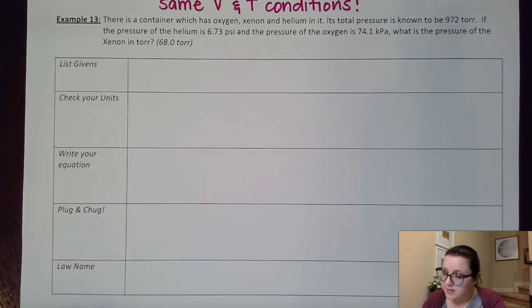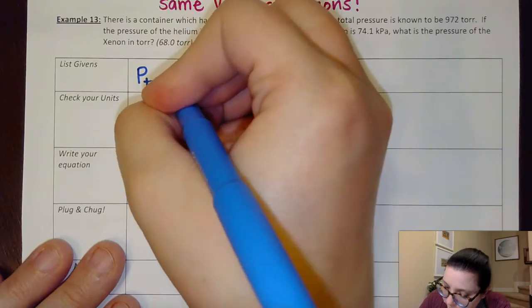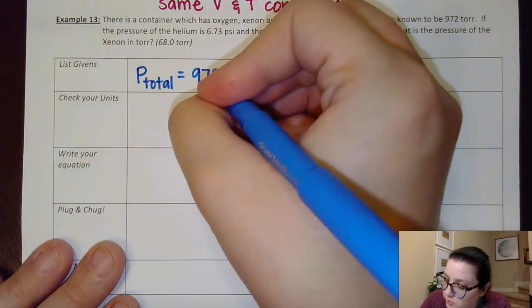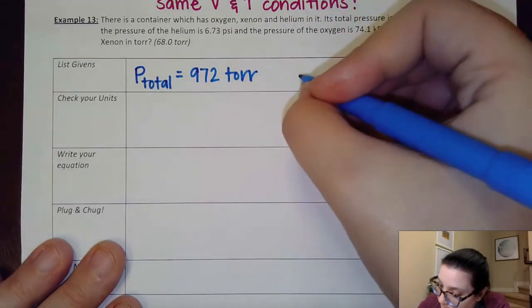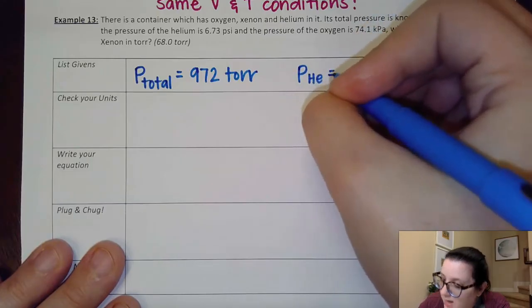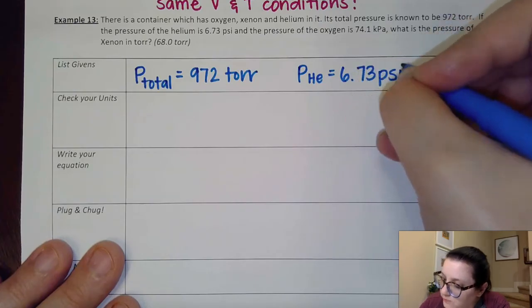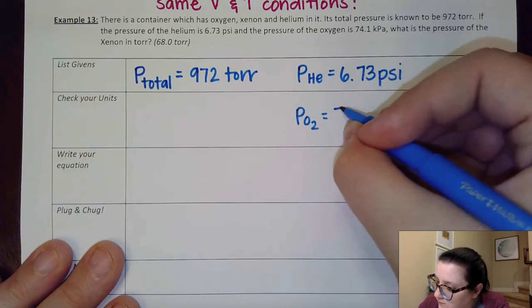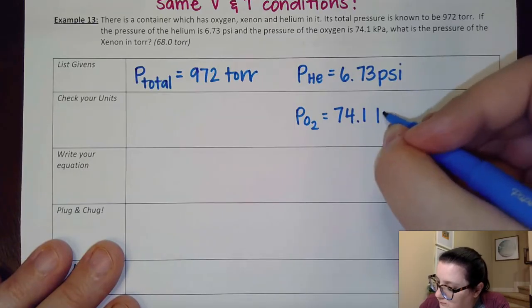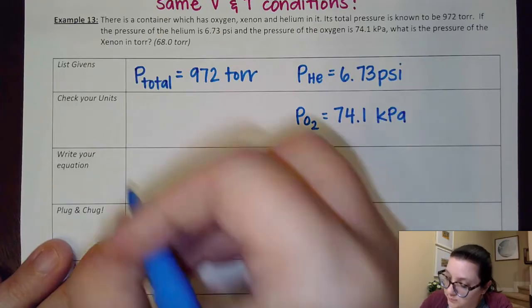It says here that we have a container which has oxygen, xenon, and helium in it. It has a total pressure, so I'm going to put P total here, of 972 torr. We also have pressure of helium at 6.73 psi. That's pounds per square inch. We also have pressure of oxygen at 74.1 kPa. And we want to figure out what the pressure of the xenon is in torr.